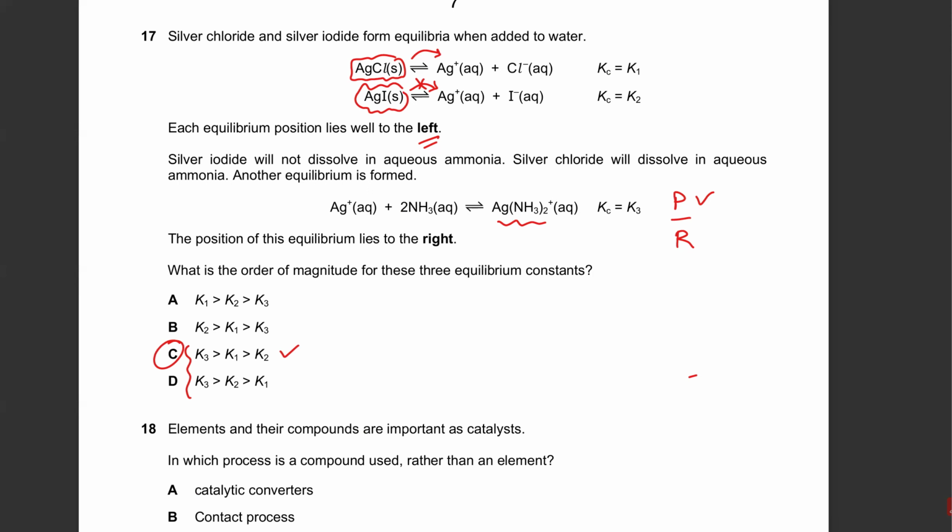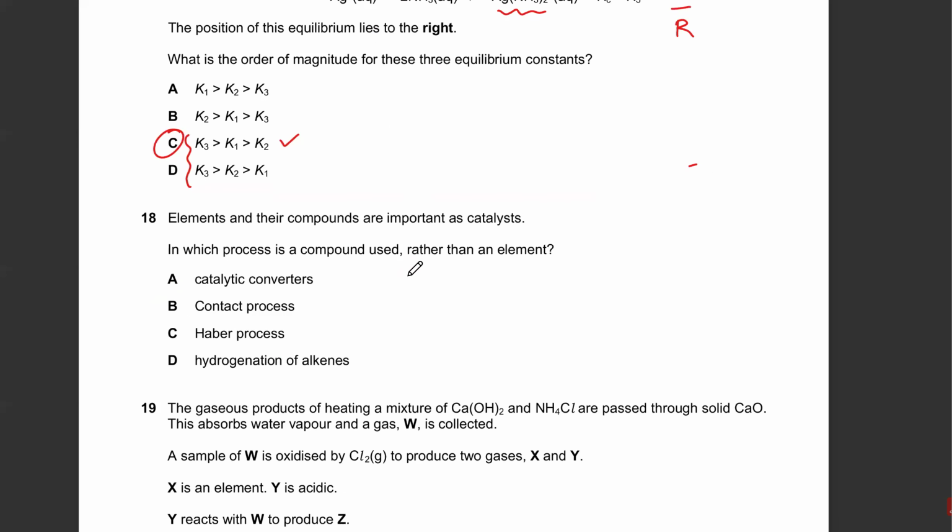Next one. Elements and compounds are important as catalysts. In which process is a compound used rather than an element? Like which process involves a compound? That's the Contact process. Vanadium oxide. Yeah. This one is iron. Catalytic converters have platinum, palladium, or rhodium. Halogenation is nickel, and this is a compound, V2O5.